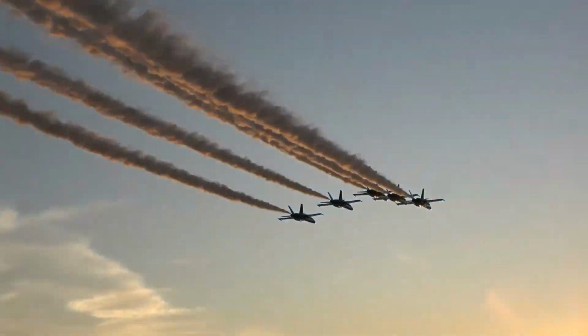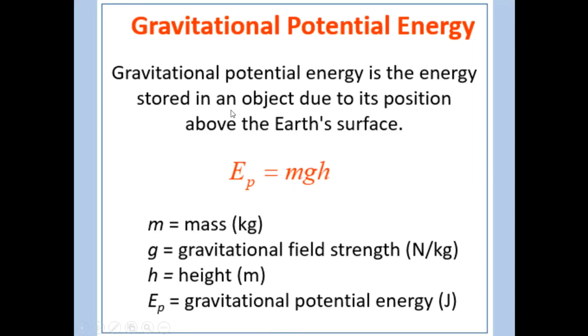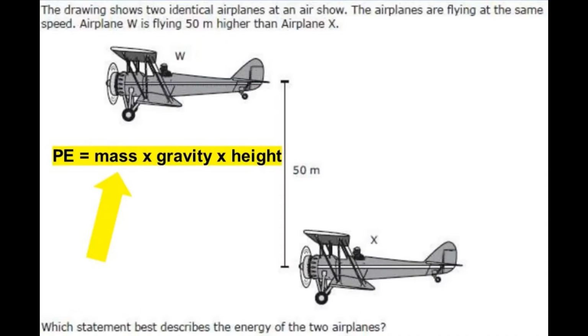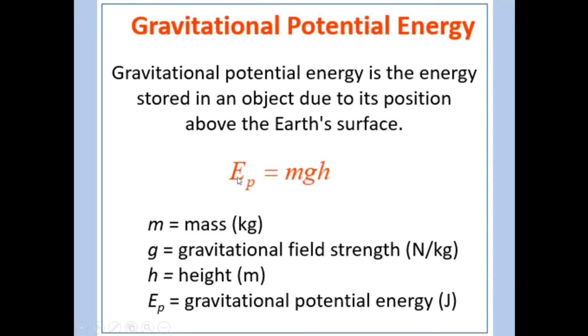Okay, on gravitational potential energy, it's energy stored in an object due to its position above the Earth's surface. And we went over that when I showed those two airplanes to you. And as I said, the formula for it is that potential energy, which is EP, equals mgh. M is the mass, g is the gravitational field strength, h is the height.